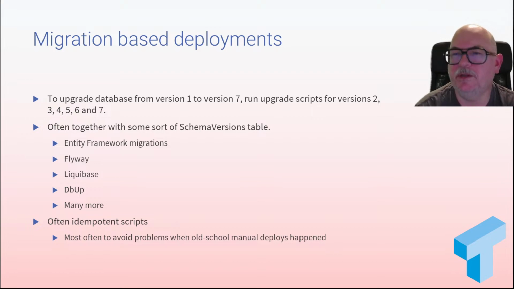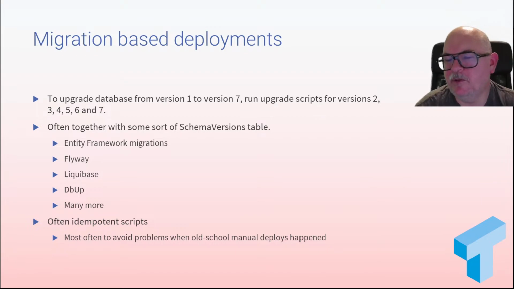it will bring your database to, let's say, version 1 to begin with. Then if you want to upgrade from version 1 to, say, version 7, you would run the upgrade scripts for version 2, version 3, 4, 5, 6, and finally 7. Often migration-based deployments use some sort of tool like Entity Framework supports migrations, or Flyway, or Liquibase, or the DBUp component, or some other component or tool.